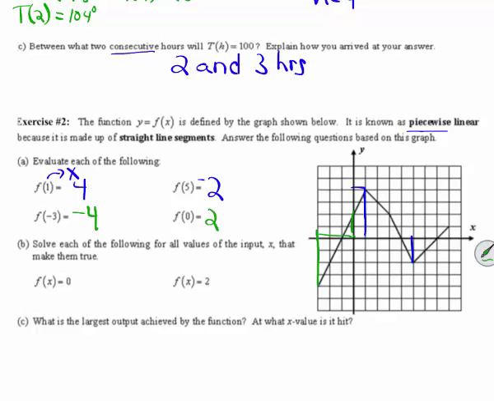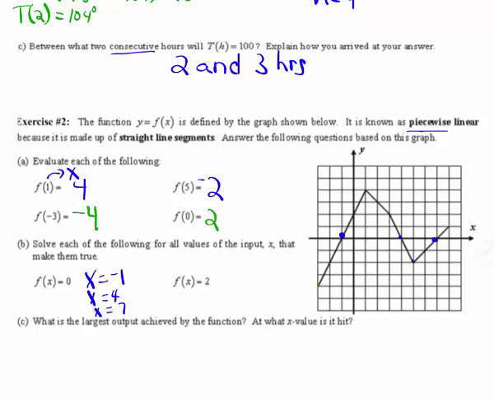Solve each of the following for the values of the input of x. So again, kind of going backwards. Let me erase some of this. So as I'm going backwards, f of x equals 0. I want to know what values of x would give y of 0. Well, those are right here, here, and here. So you actually have 3 of them, and that's okay. We have x equals -1, x equals 4, and x equals 7.